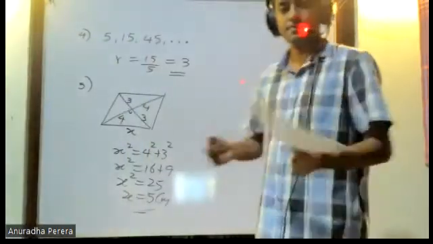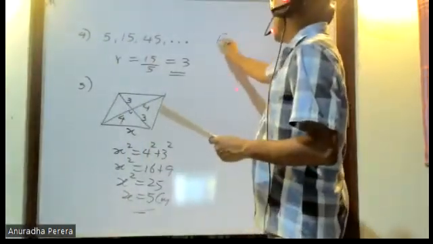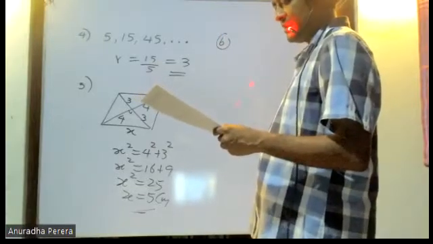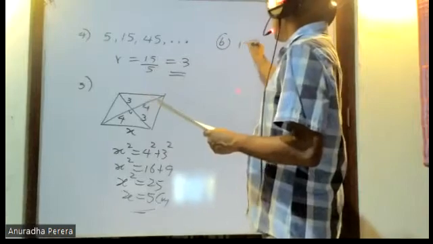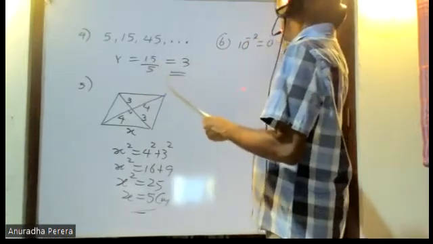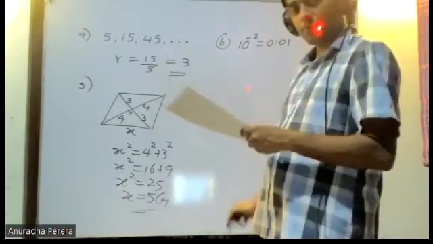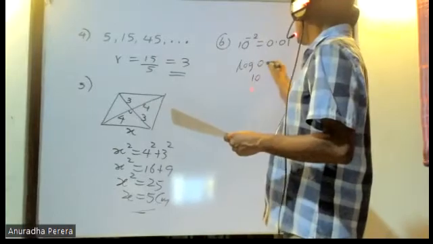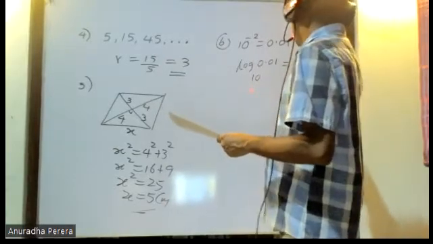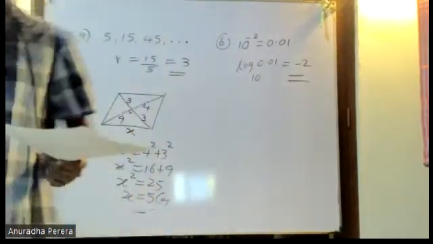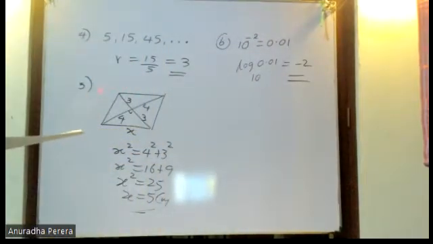Sixth question. Express in logarithm form 10 to the power minus 2 equals 0.01. We need logarithm form. Logarithm base is not changed. Logarithm of 0.01 is equal to minus 2. This is the answer.